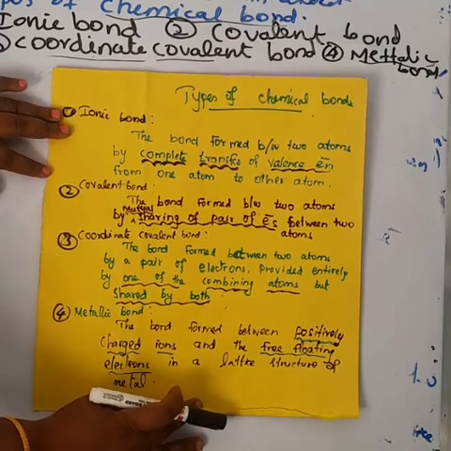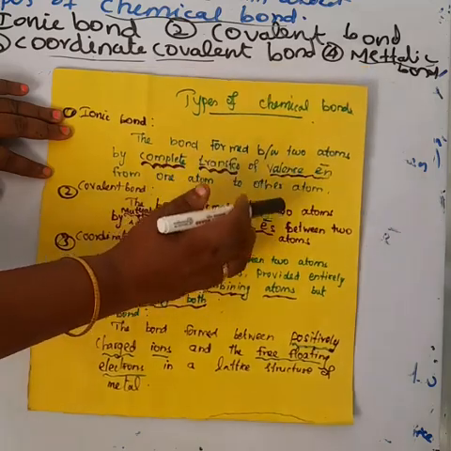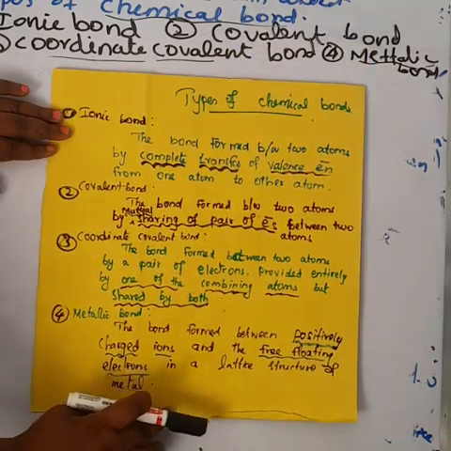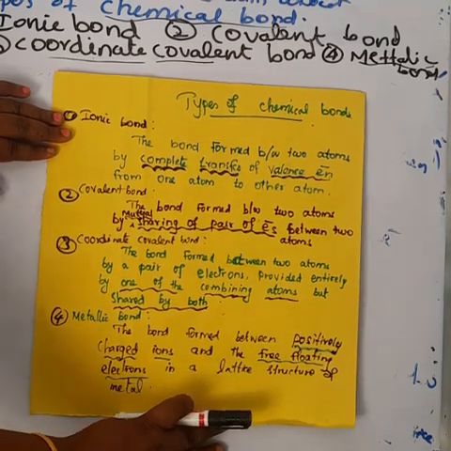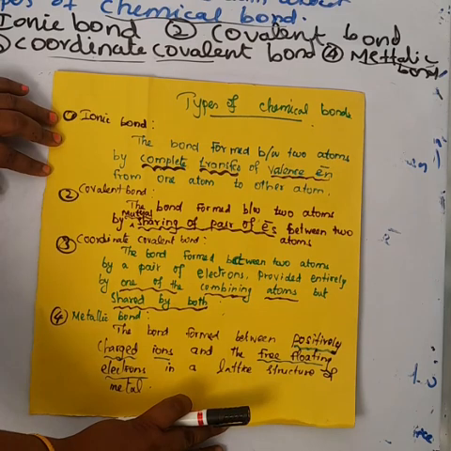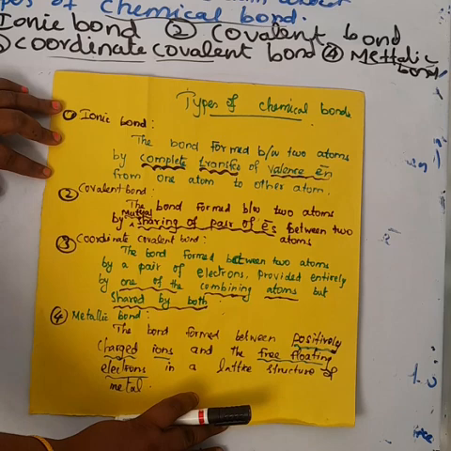What do you mean by ionic bond? The ionic bond means the bond formed between two atoms by complete transfer of valence electron from one atom to the other atom. Completely transfer.